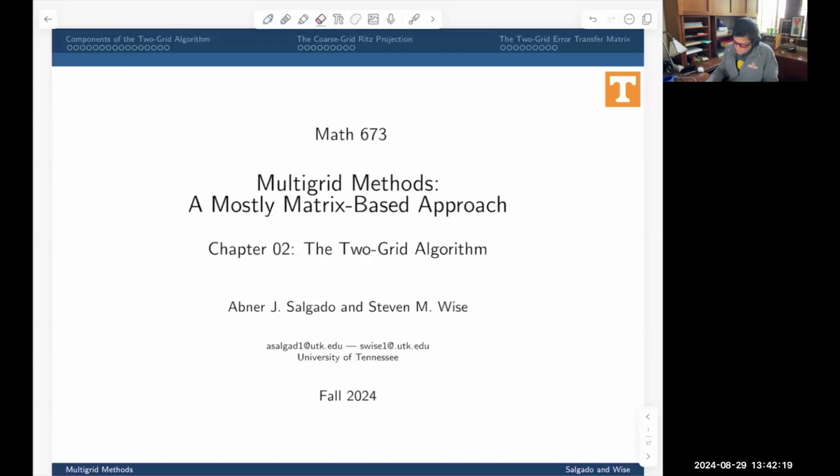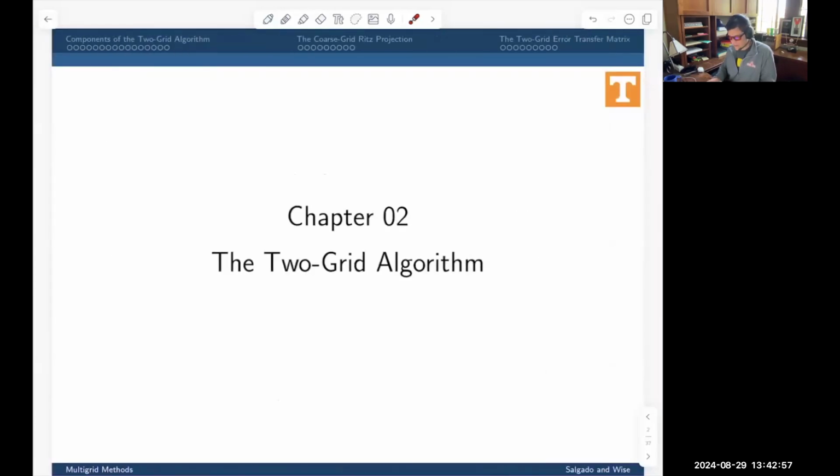Now we're going to get into chapter 2 of our lecture notes on multigrid methods. In lecture 2, we start to describe actual non-classical material. Up till now, everything has been the classical iterative methods that you would have seen in your introductory numerical analysis sequence. Now we're going to start talking about things which start to look like multigrid methods. We're going to start with a kind of half multigrid, called the two-grid method or the two-grid algorithm. So this is chapter 2, the two-grid algorithm.